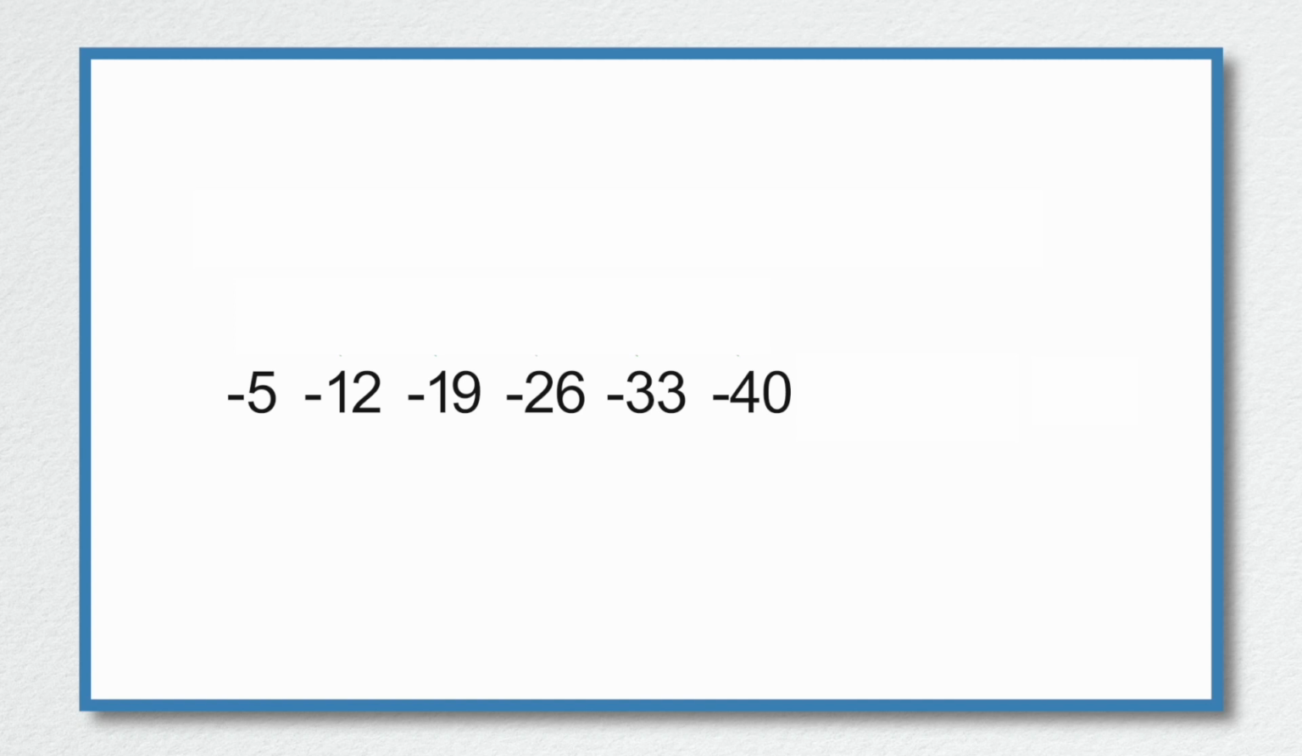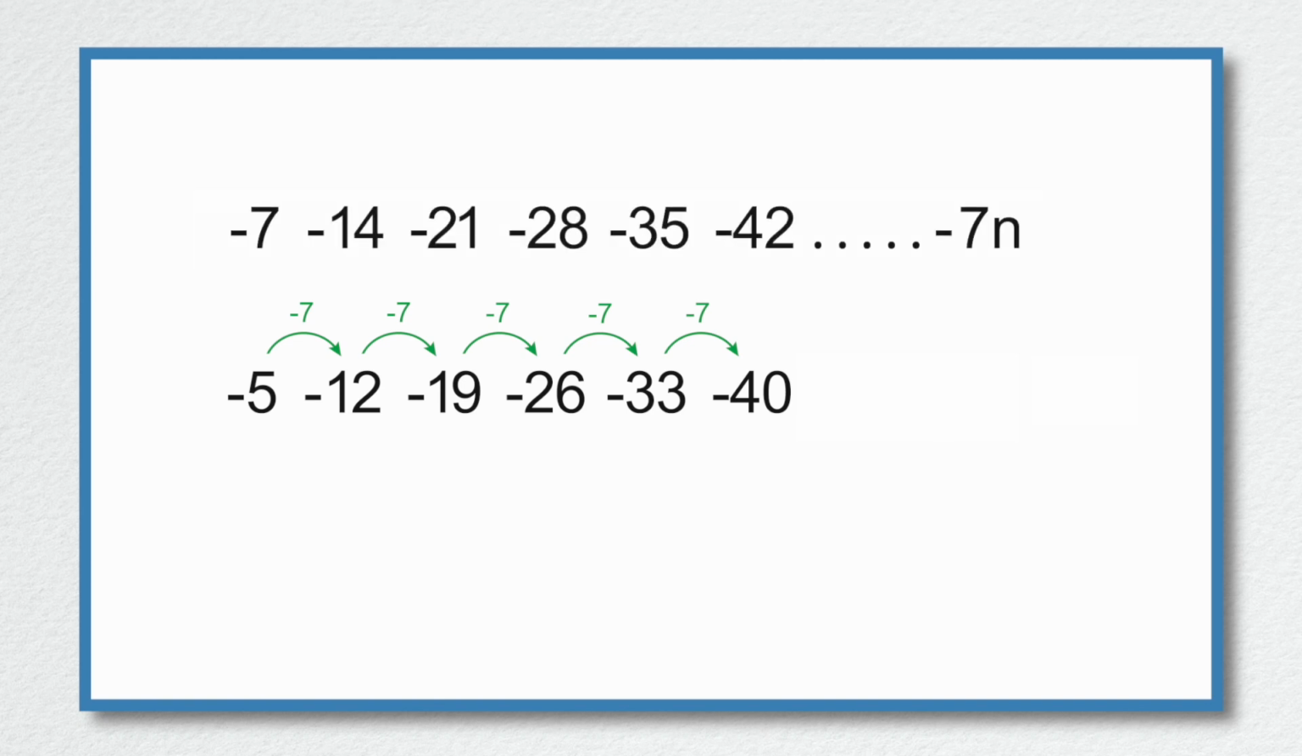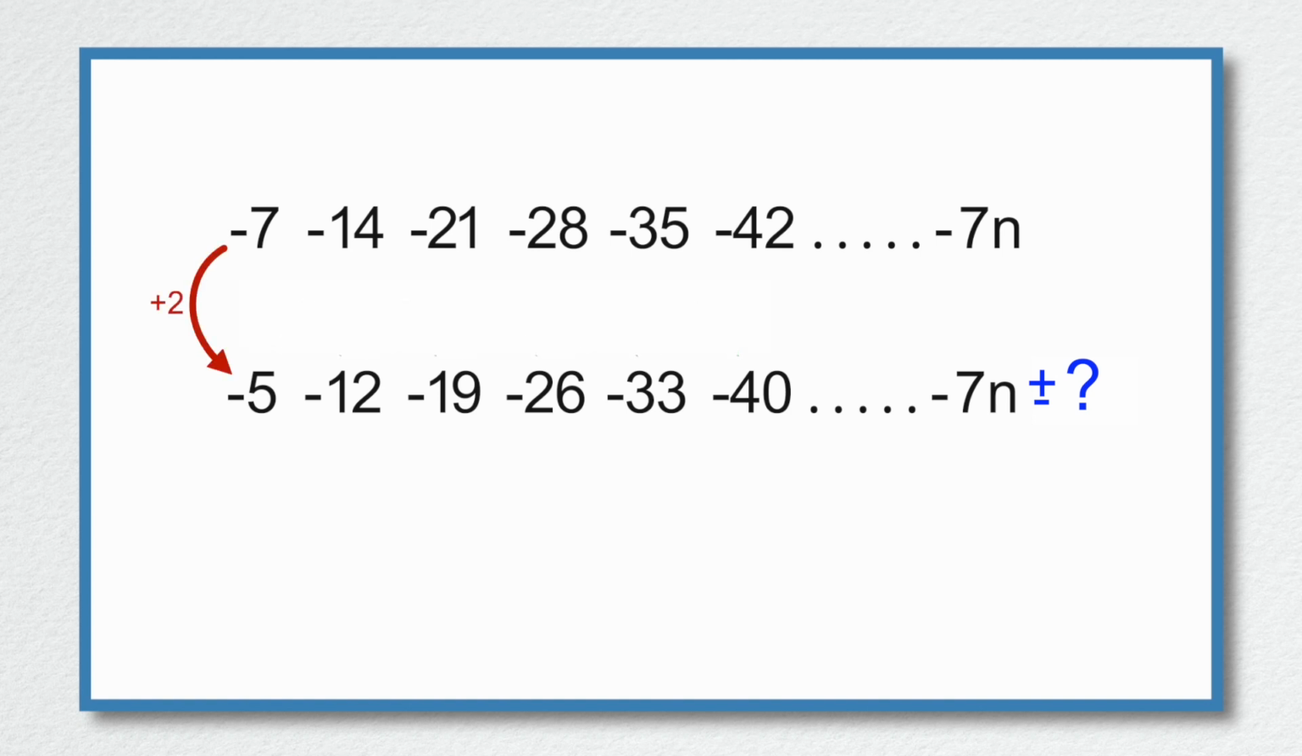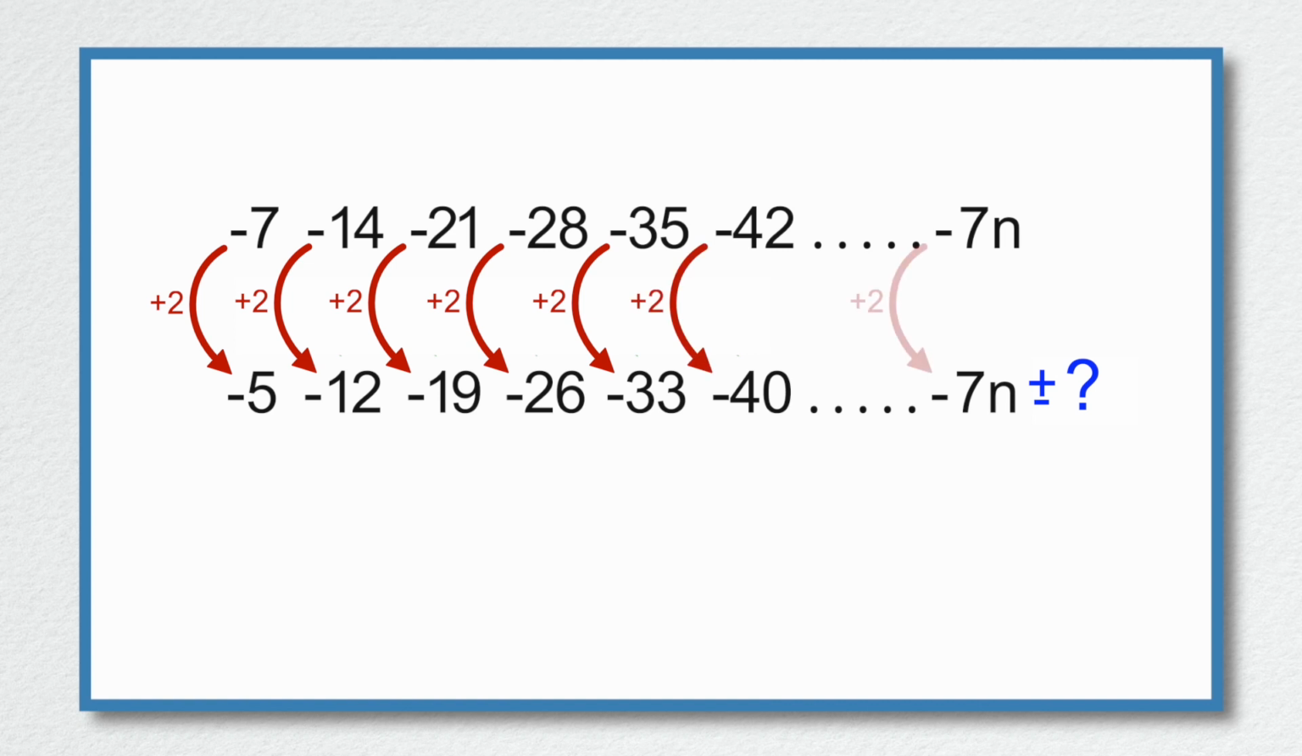So for this sequence, -5, -12, -19, -26, we can see that we are subtracting 7 each time. So I'm thinking of our -7 times table. So our nth term is going to have -7n in it. We'll now compare the sequences term by term. So to get from -7 to -5, we're going to add 2. For the next term, to get from -14 to -12, I'm going to add 2. For the next term, to get from -21 to -19, we're going to add 2. So for our nth term, we're going to have -7n add 2.